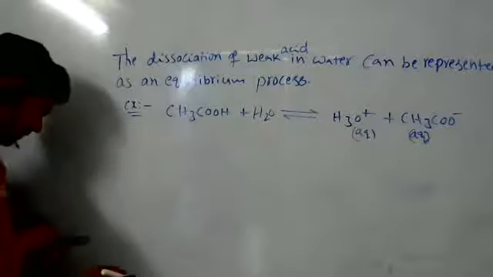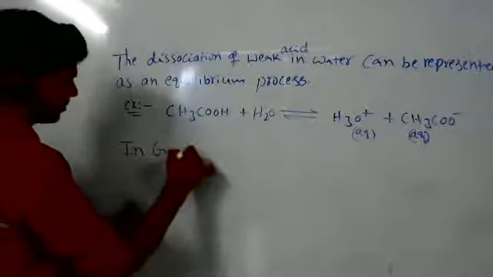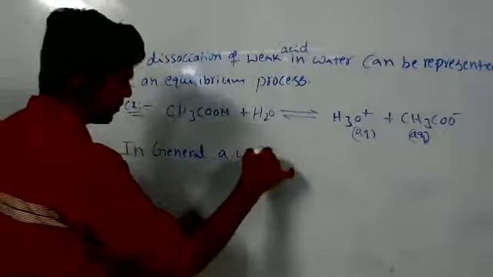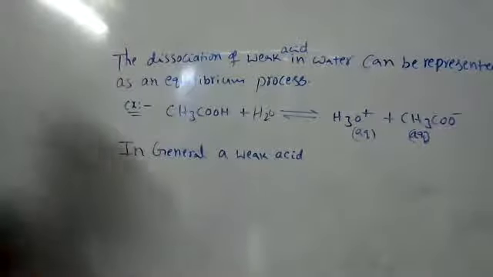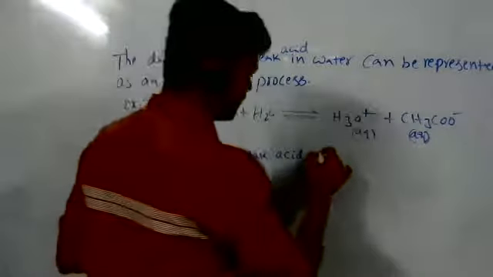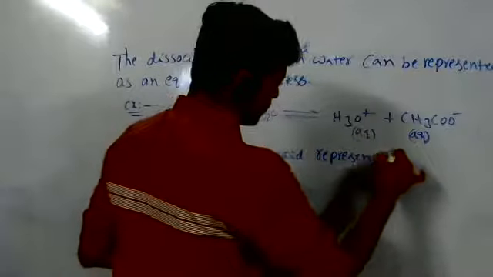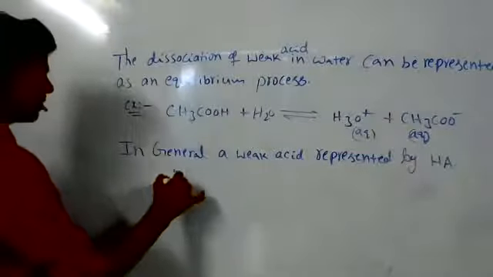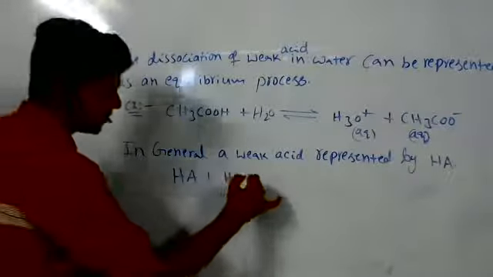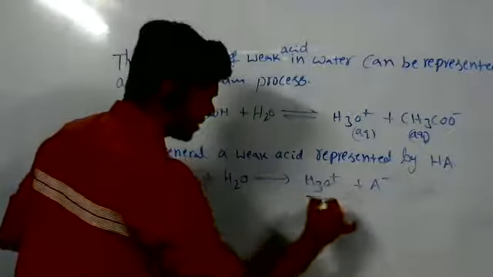So in general, a weak acid is represented by HA. Sir, did it just start? Yeah, just now only we started the notes. A weak acid undergoing ionization in water gives H3O plus and A minus. These are in aqueous state. Equilibrium is also attained.